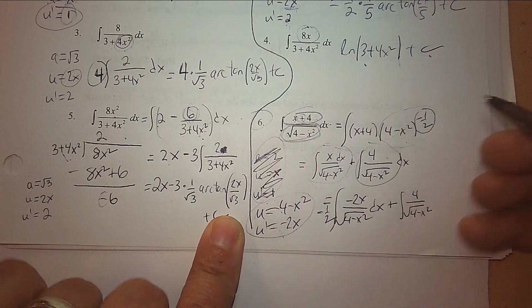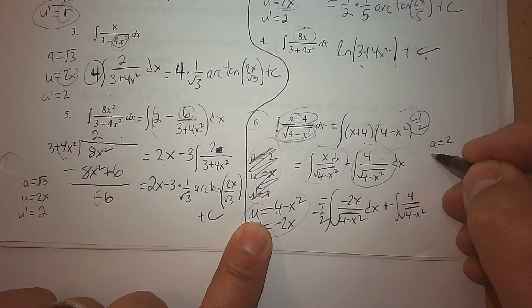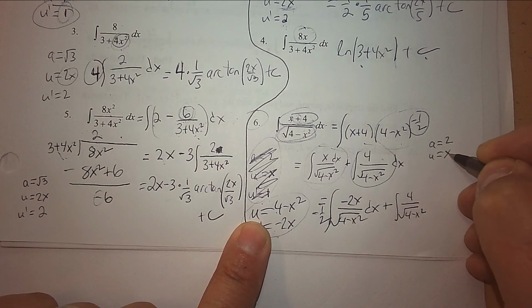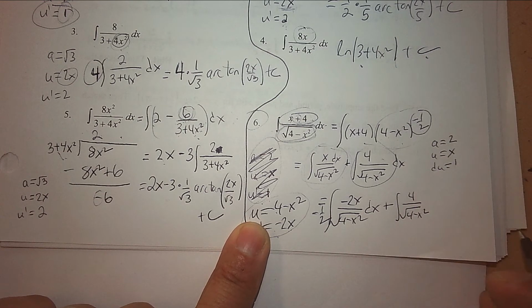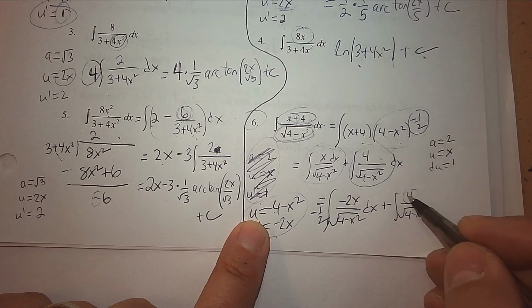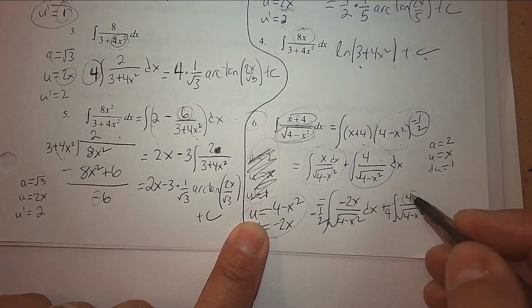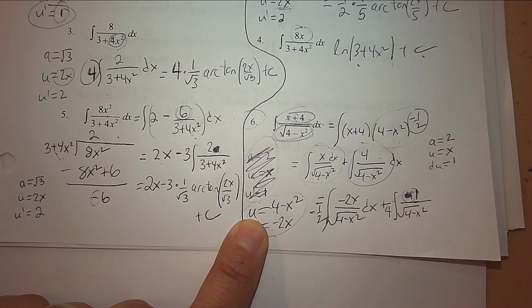what I scratched out, now I don't want to scratch out, because now a equals 2, u equals x, and du equals 1. You know the quickest way to make this a 1 in front is that 4 can go where? In front, and now that 4 is really just 1. Now it's set up. Now we can integrate. So here's our answer. You ready?